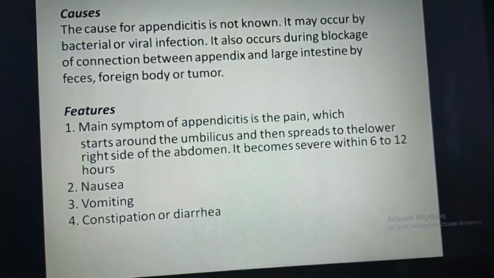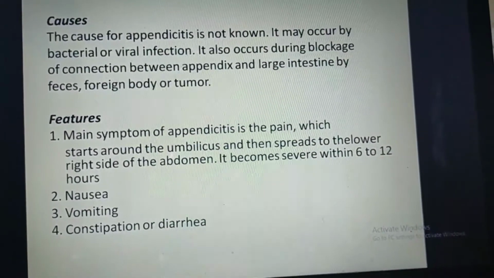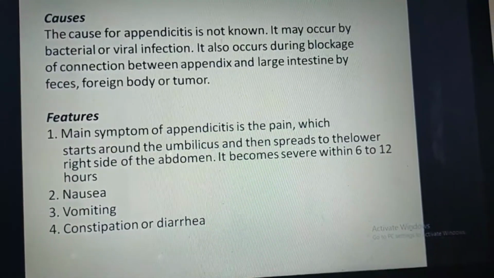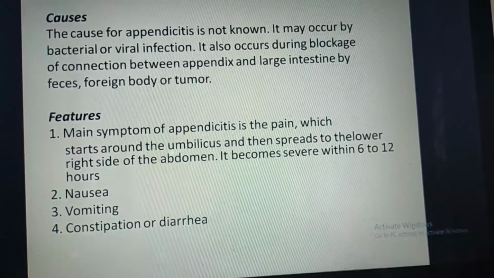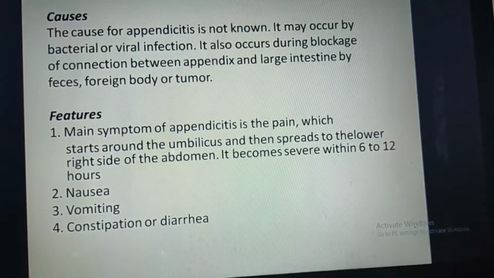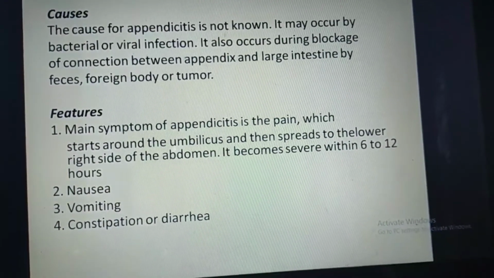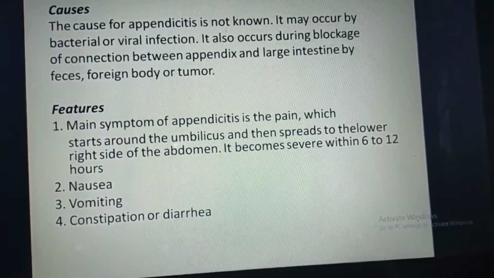What can be the causes? The cause of appendicitis is not known. It may occur by a bacterial or viral infection. It also occurs due to blockage of the connection between the appendix and the large intestine by feces, a foreign body, or a tumor.